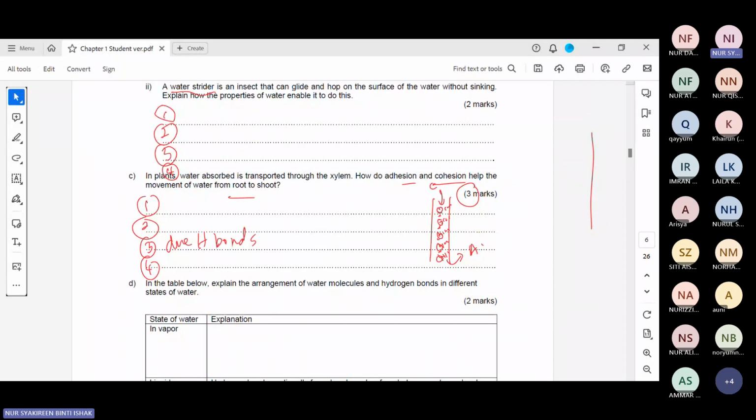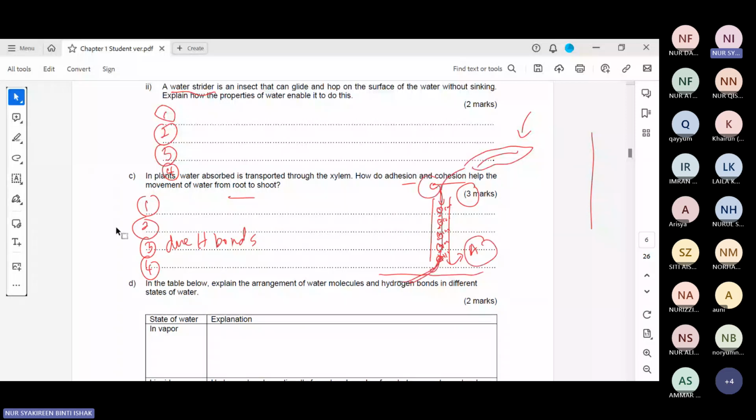So water can be transported from roots in the soil until it can be used to carry out photosynthesis in the leaves, for example. Okay. So photosynthesis kita tengok nantilah chapter 6. Okay, the detail of photosynthesis process.